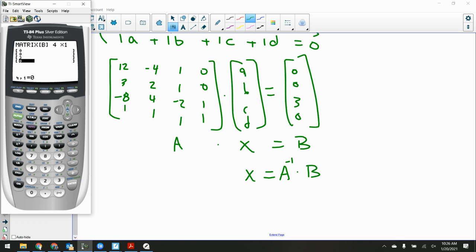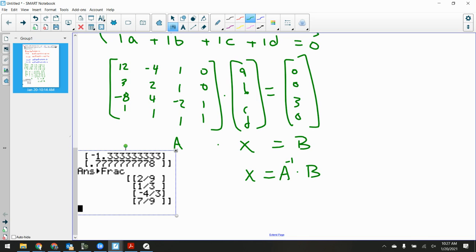And now to solve this, I just take A inverse B. Go back into my home screen and write matrix A inverse times matrix B. And I believe it comes out to be fractions, stupidly enough. So let's put that back into fractions. I wish it came out to be whole numbers, but it doesn't. So those are my A, B, C, and D values. This means that f of x is equal to 2/9 x to the third plus 1/3 x squared minus 4/3 x plus 7/9.